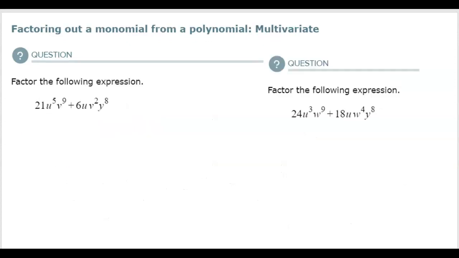Okay, last slide. I want you to take a second and identify what the greatest common factor is. Of 21 and 6 is going to be 3. Of my u's, it's going to be just a single u. And of my v's, it's going to be a v squared. I cannot factor out a y to the 8th.